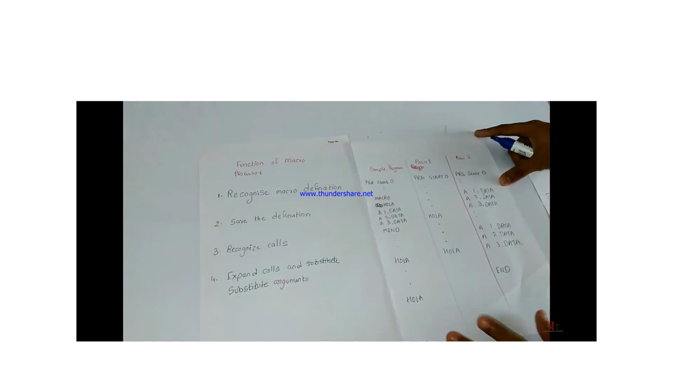Here, function of macro processor. This is the last slide. First, recognize macro definition. Save the definition. Recognize calls, expand calls, and substitute arguments. Four points are given, and everything we have seen in our program.